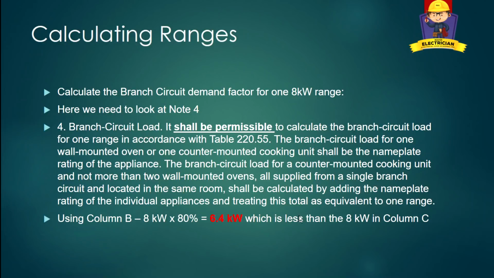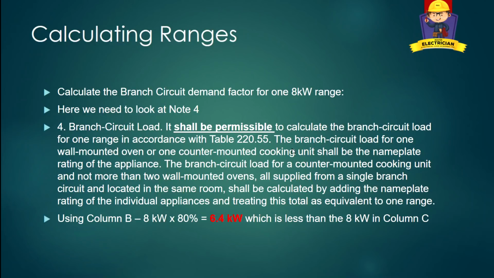Now, we could compare it to column C, which would be 8 kW, but why would you want to do that? We're permitted to use all the values of 220.55, and in this case, it falls under column B. So I can actually use this. So 6.4 kW is the value that I'm going to use for this calculation.